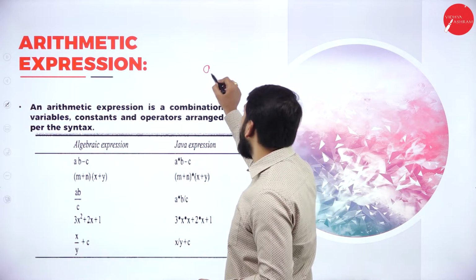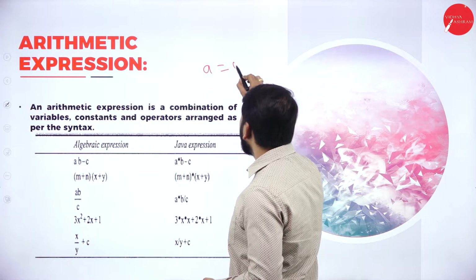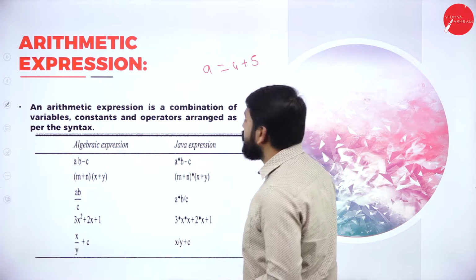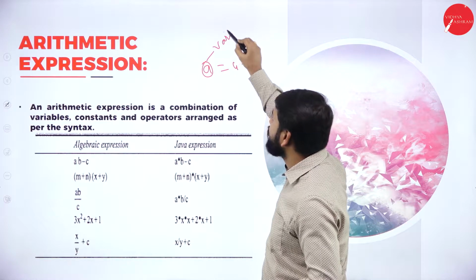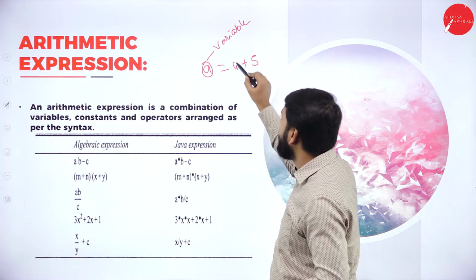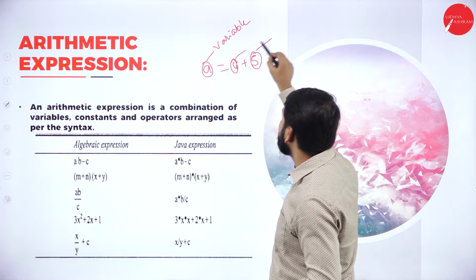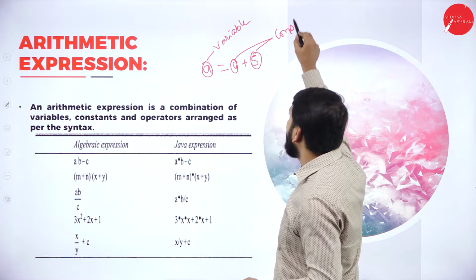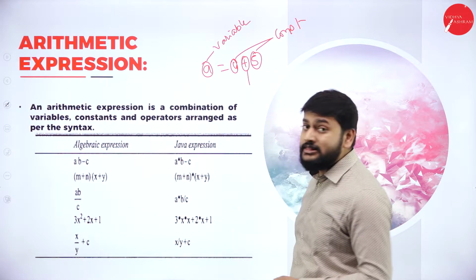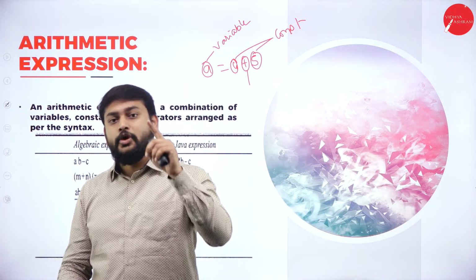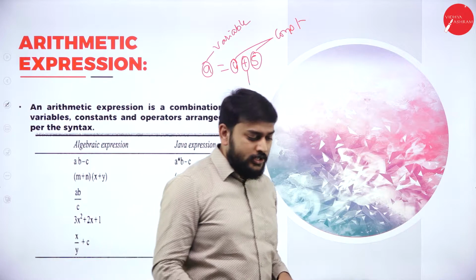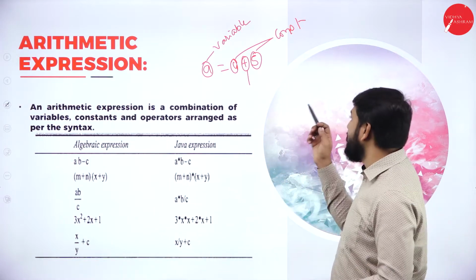Say for example, A = 4 + 5. Here I will call this A a variable. This is what I will call a constant, and this is what I will call an operator, which all of you know because we have done it in the previous session. So this is what I will call an expression.